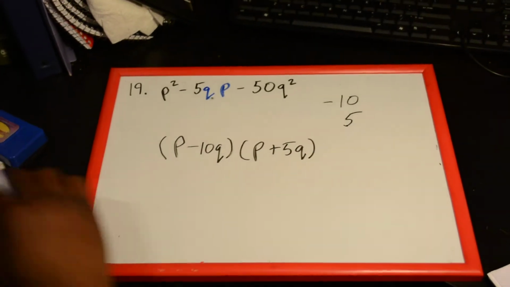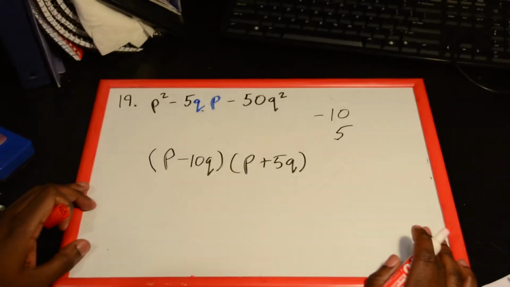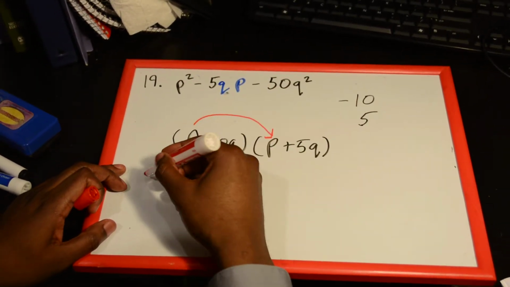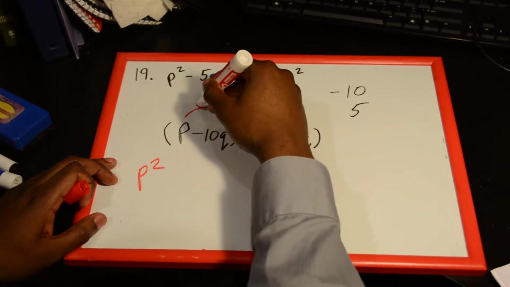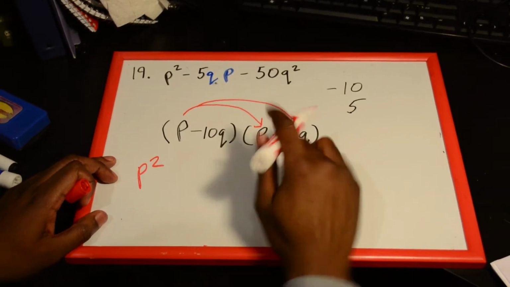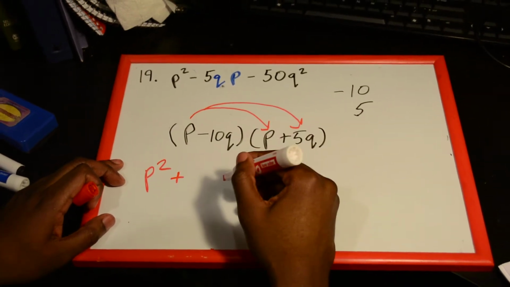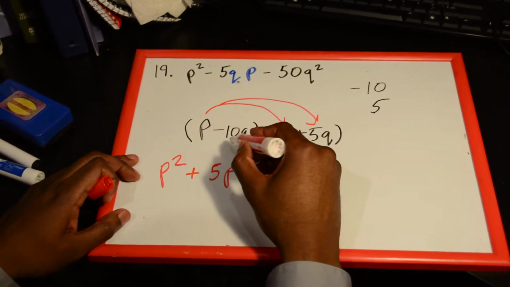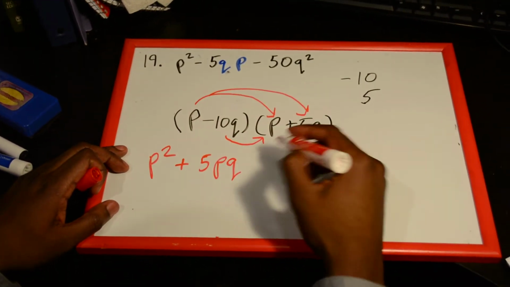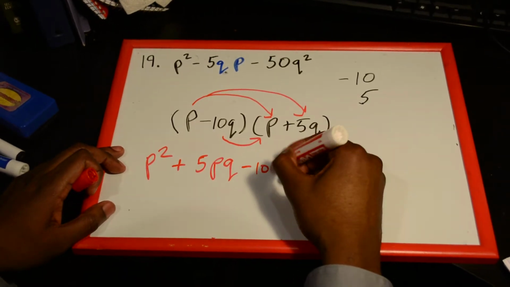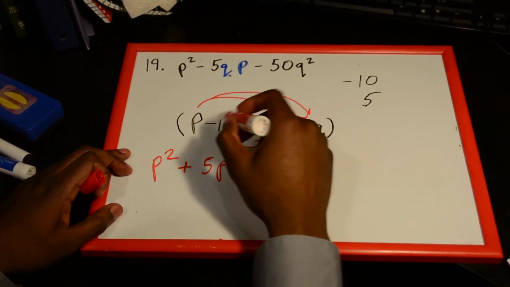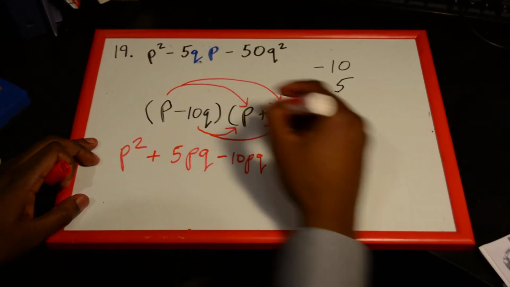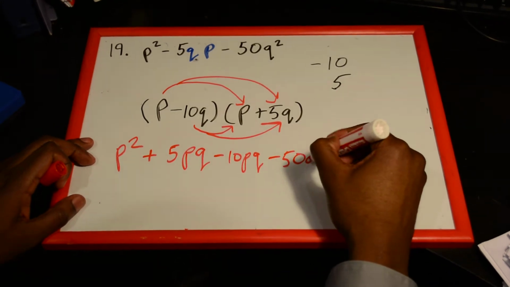And now I'm going to factor it really quick just so that you can see that this is the right thing. So we're going to do p times p. We get p squared. We're going to do p times 5q, right? So this is going to be plus 5pq. We're going to do negative 10 times p. We're going to get negative 10pq. Lastly, we're going to do negative 10q times 5q. And we're going to get negative 50q squared.